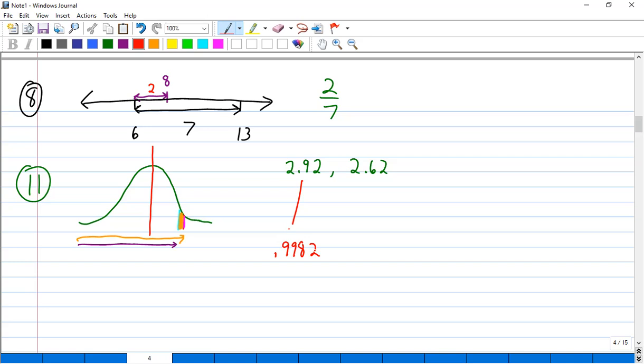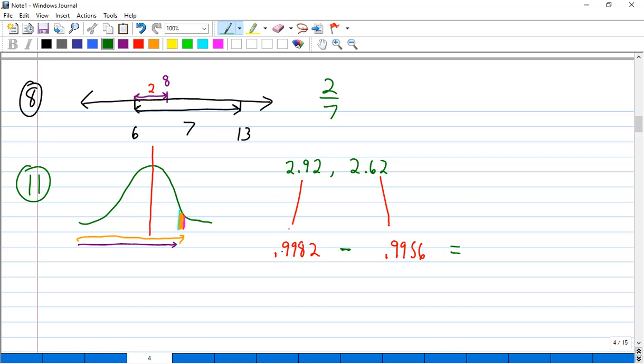0.9982. And then I went to my z-score chart and I looked up the area for 2.62, and it gave me 0.9956. All right, so I need to take the bigger and subtract the smaller from it. It wouldn't make sense to have a negative area, would it? You can't have a negative area, just like you can't have a negative probability. These areas correspond to probabilities.